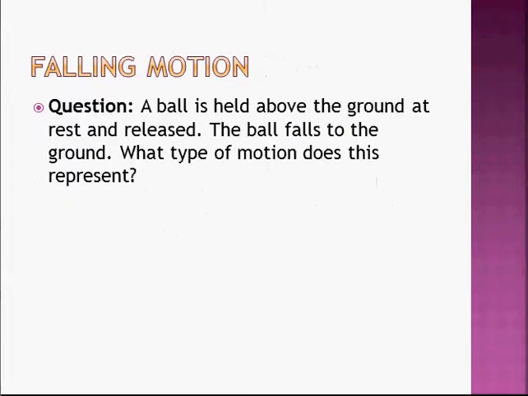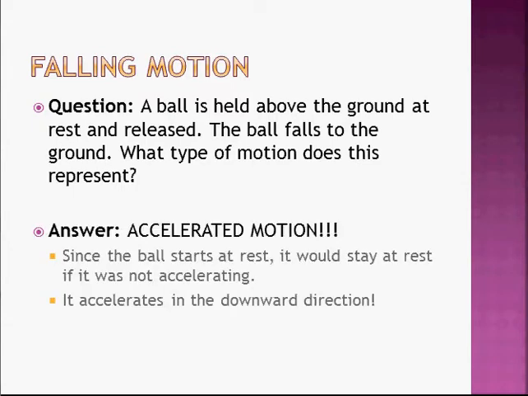So, the first thing we want to look at is, let's say we just have a ball, and we're going to hold it above the ground at rest, and we let go. We know the ball is going to fall. That goes back to any experience we've had throughout our life. The question is, what type of motion does this represent? Well, if you think through it, we know that we're holding the ball at rest, we let go, and it speeds up. It's going to speed up toward the ground, and it falls. So that tells us then that the type of motion that falling exhibits is an accelerated motion.